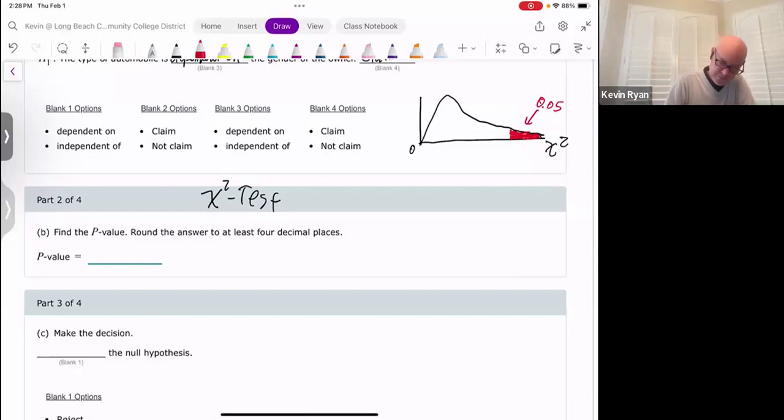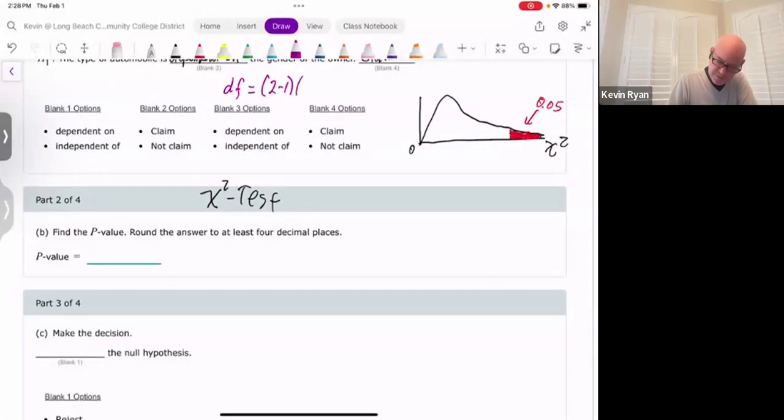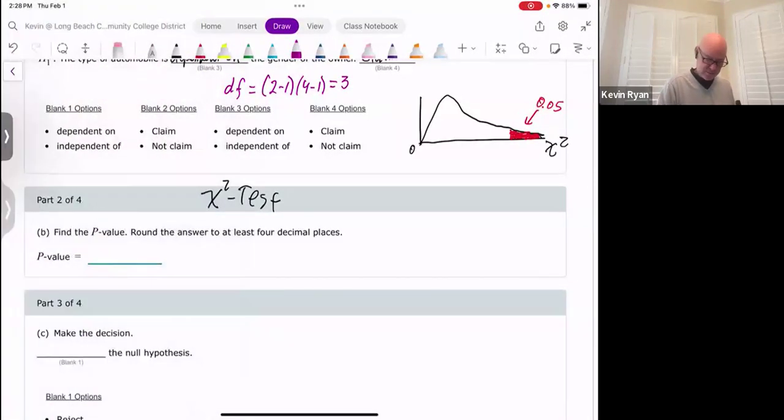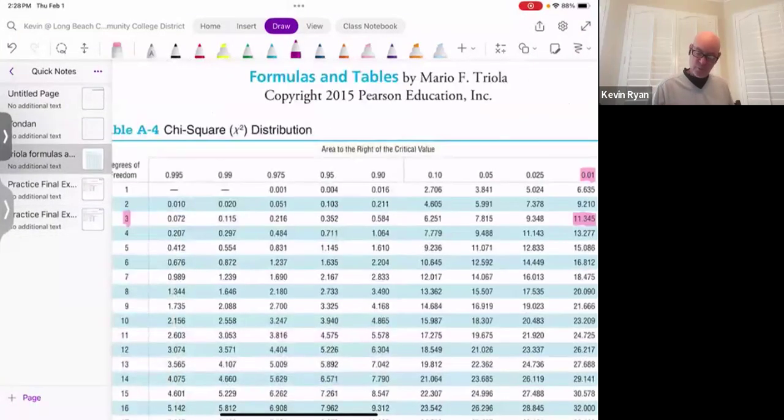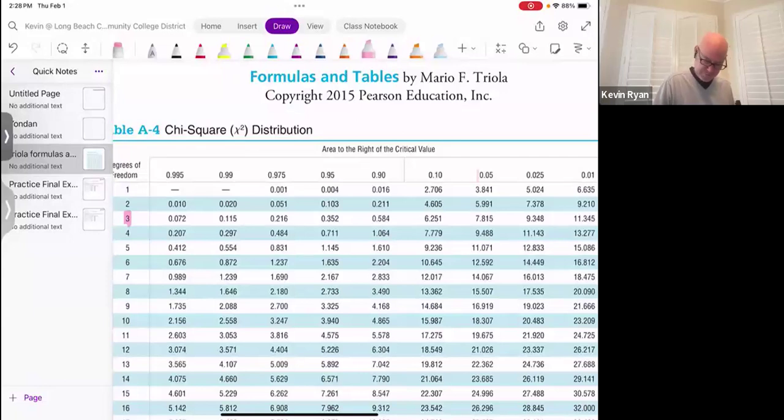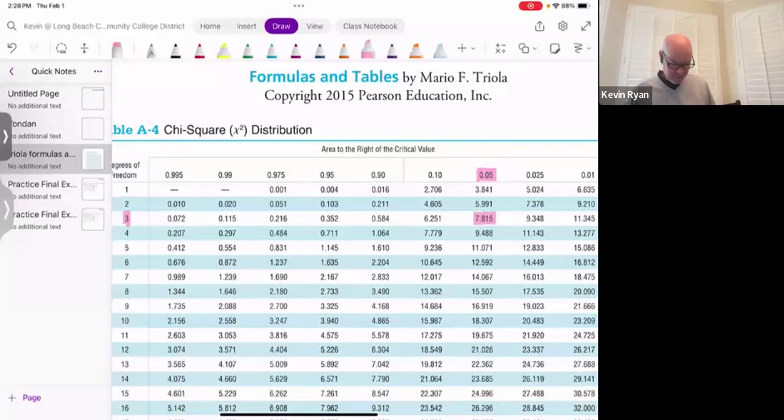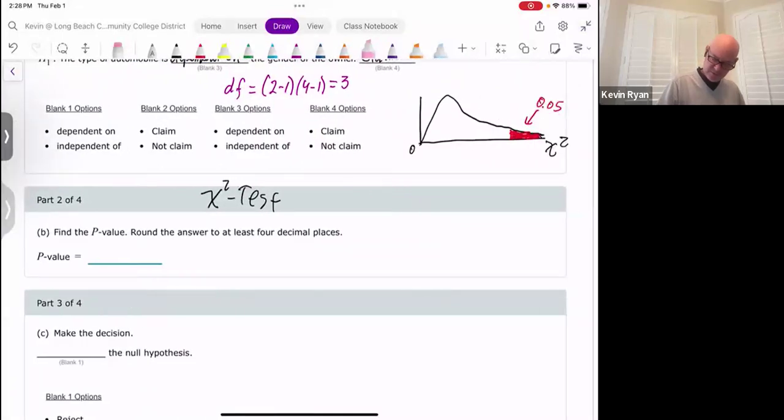And if you remember, for the degrees of freedom, this is the number of rows minus 1 times the number of columns minus 1. So our degrees of freedom is 3. 3 with 0.05. Did we just do that one? 3 at 0.01. Okay, so we are here. So we end up with 7.815. Okay, so let's run our chi-squared test.